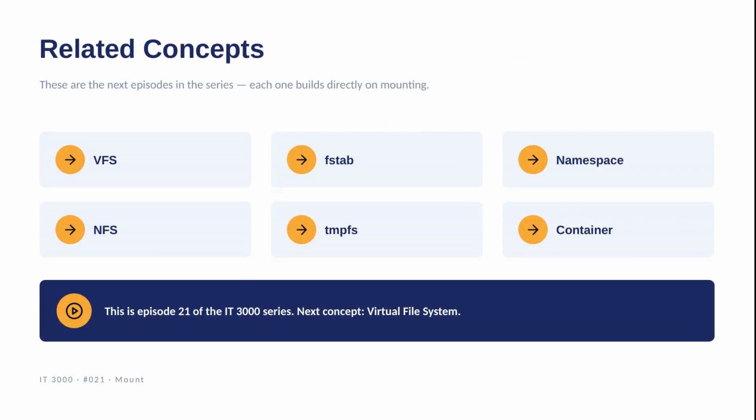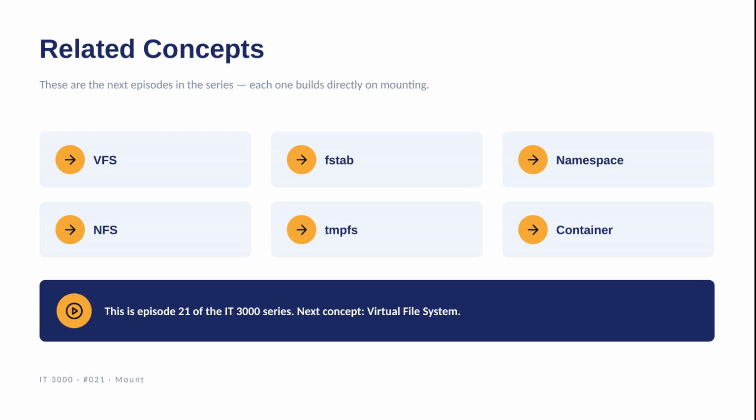With that distinction in place, it's worth pointing to where the story goes next. Mounting sits at the center of a whole cluster of concepts. The VFS layer that makes the redirection possible, fstab that declares mounts persistently, network file systems like NFS, memory-backed file systems like tmpfs, and mount namespaces, the mechanism that lets containers see an entirely different tree than the host. Each one is a natural next step. But the immediate next episode is the virtual file system itself, the kernel machinery that made everything we just discussed work.